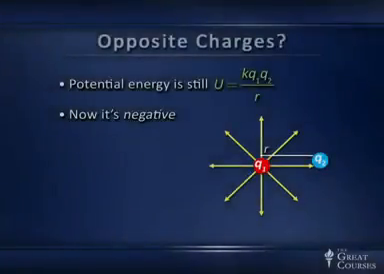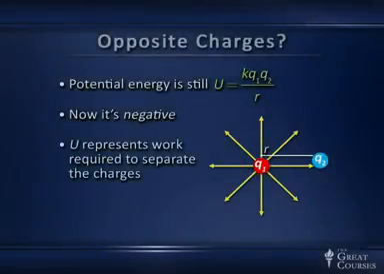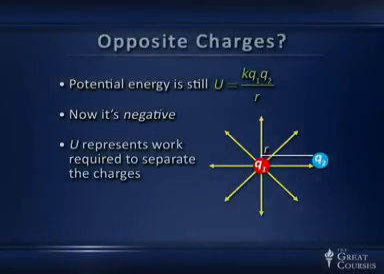Negative potential energies generally describe a system where two things are bound together by an attractive force, and that is certainly true, for example, of molecules, as we'll see in a minute. So now the energy is negative. U represents the work it would take to separate those charges.